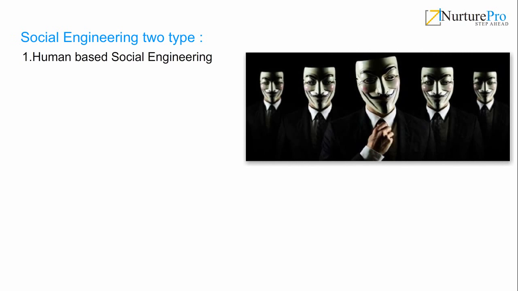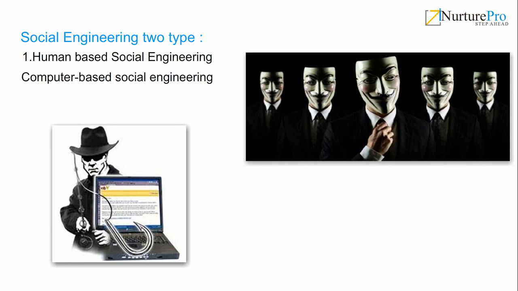Social engineering can be broadly divided into two types: human-based social engineering, involving human interaction, and computer-based social engineering, using software to carry out the targeted action.